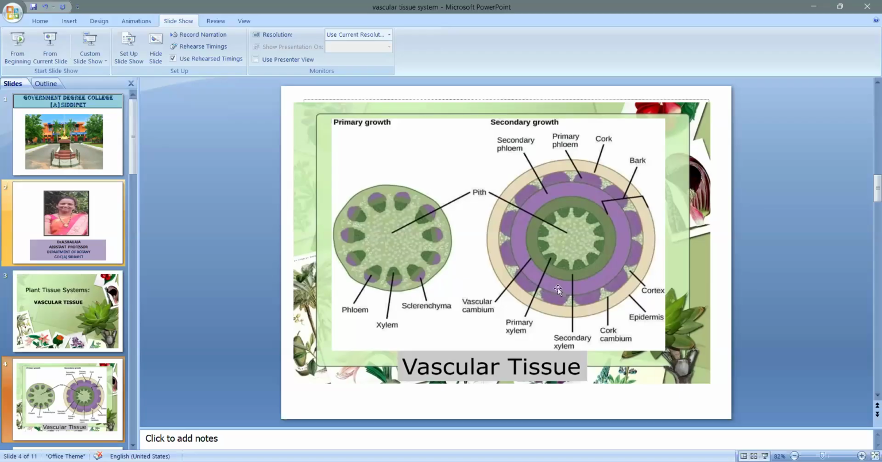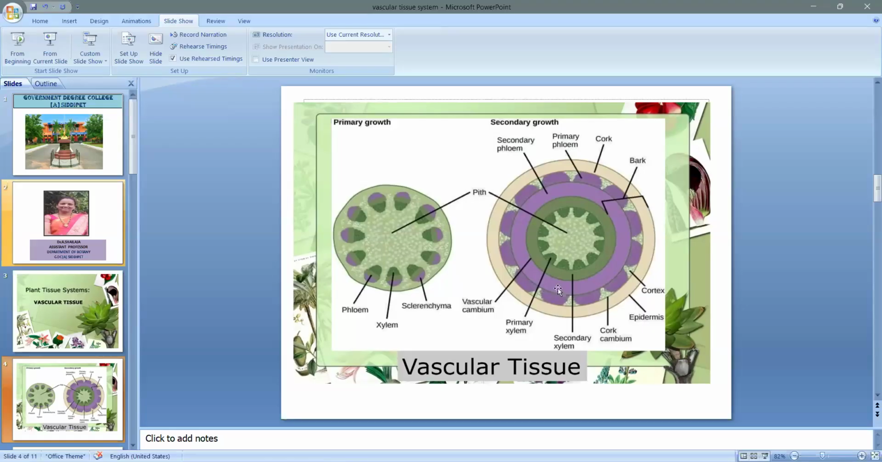Example, Casuarina and Nyctanthus. Please note down. This is also a very important point. Nyctanthus and Casuarina have the cortical bundles. That is, vascular bundles are present in the cortical region.